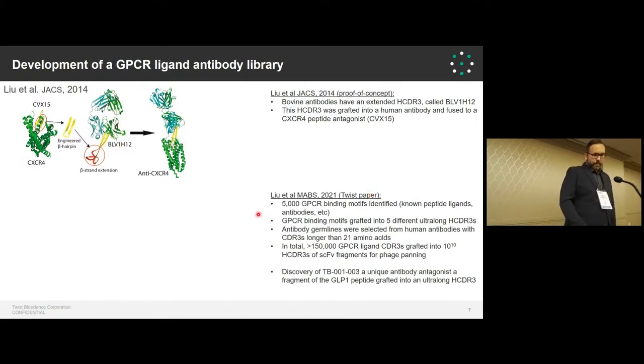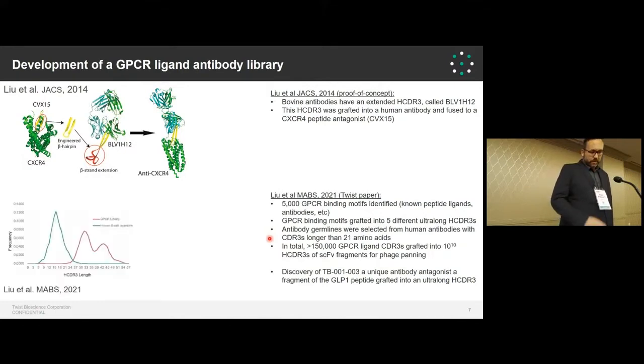We were inspired by this, and we took 5,000 peptides that were known to bind GPCRs, basically peptides that would bind inside the binding pocket, and we fused them into 5 different ultra-long CDR3s from humans. This created a library of 150,000 different CDR3s and ligands, and then when you do the combinatorial mixing of the other CDRs, you get a 10 to the 10 diversity per library.